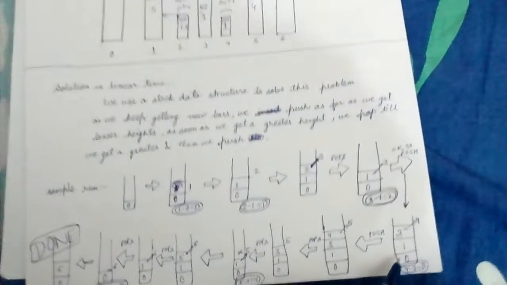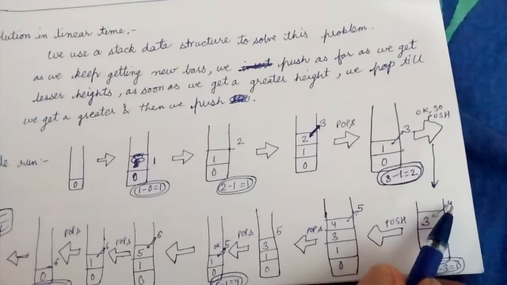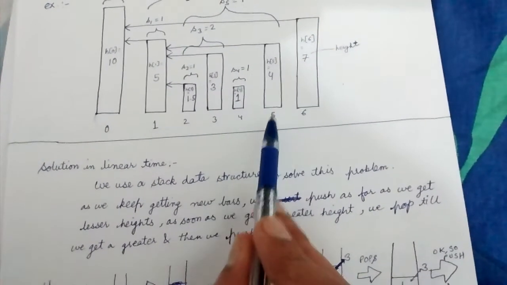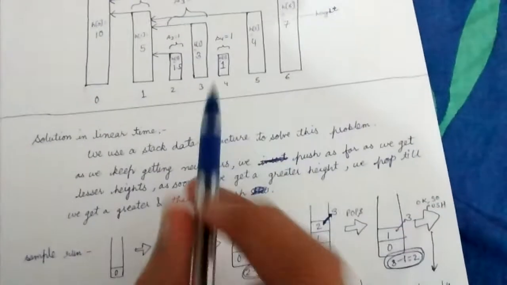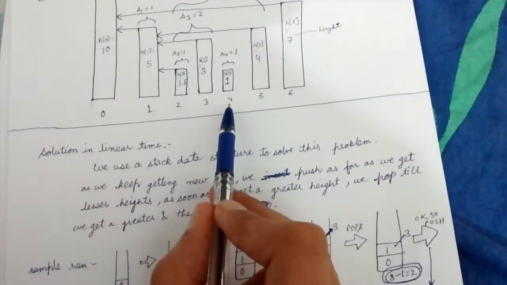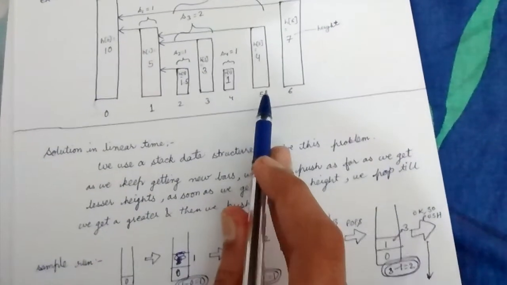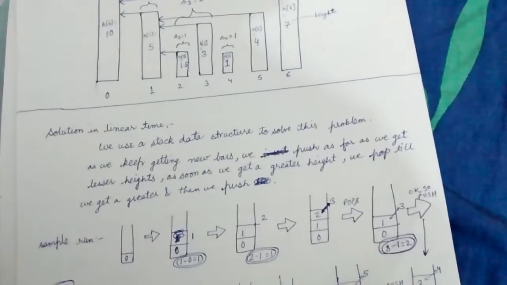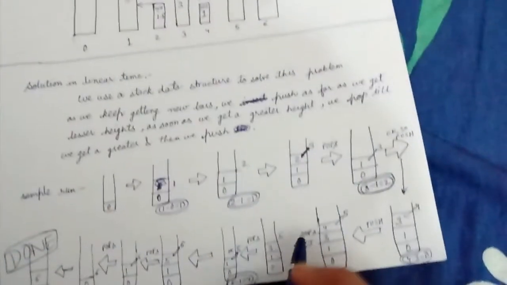Now we come here. Okay, let's look at it closely. Now 4 comes here. 4 is of lesser height than the top of the stack, which is 3, so we can easily push. So we push 4. Then comes 5. So the top of stack is 4. We compare h4 and h5. h5 is greater.